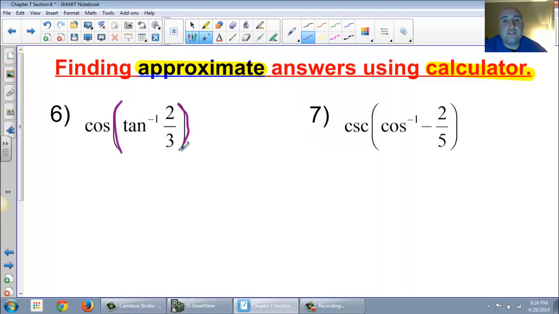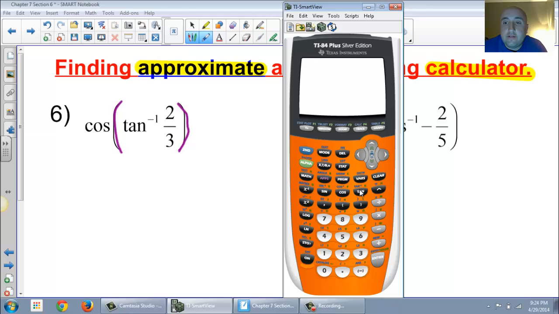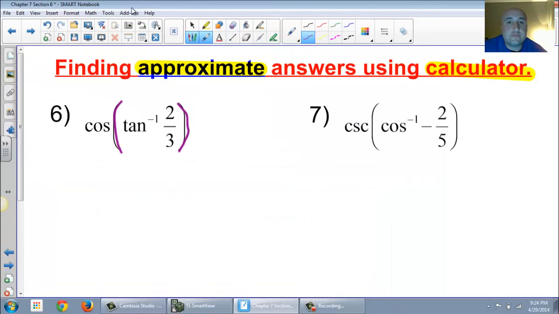So I'm going to do my parentheses first. The parentheses say inverse tangent of 2/3. So I'm going to type in tan inverse of 2 divided by 3, and I'm going to hit enter. Okay, 33.69.